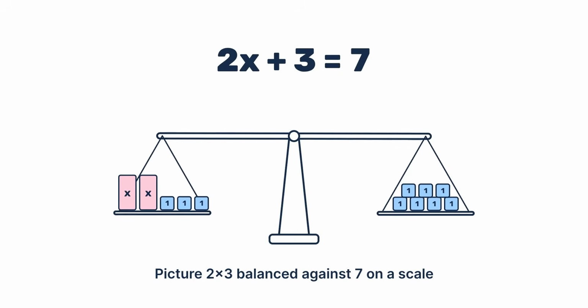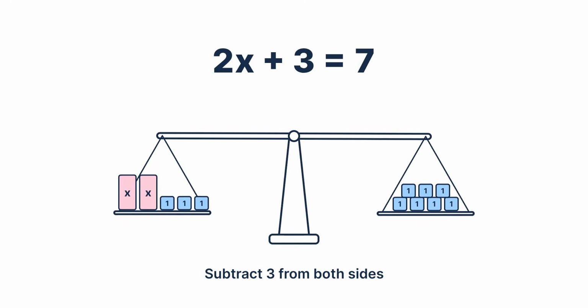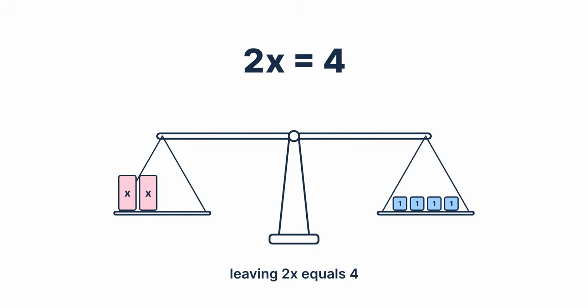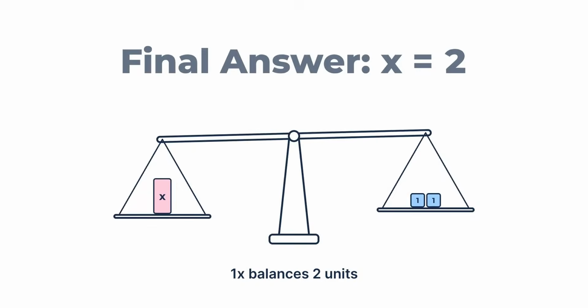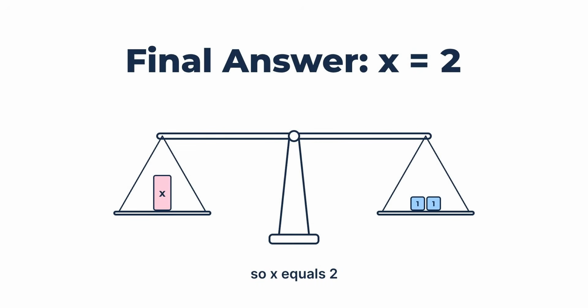Picture 2x plus 3 balanced against 7 on a scale. Subtract 3 from both sides, leaving 2x equals 4. Divide both sides by 2 equally. 1x balances 2 units, so x equals 2.